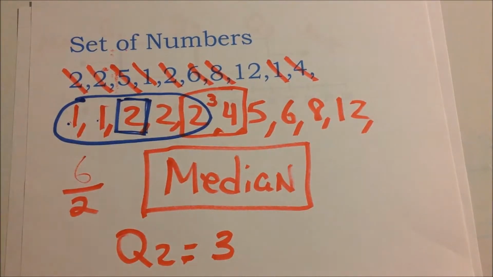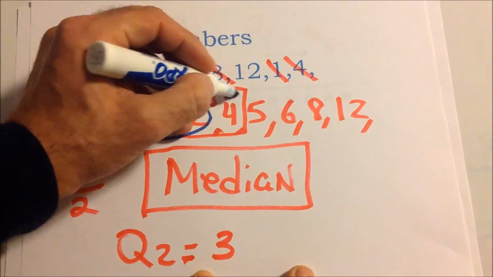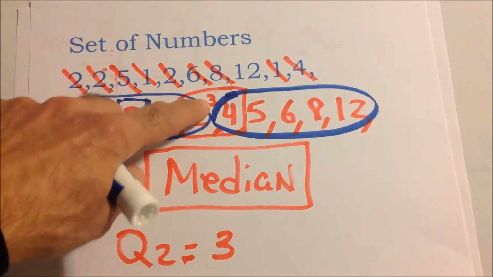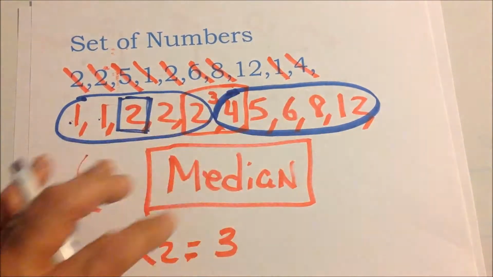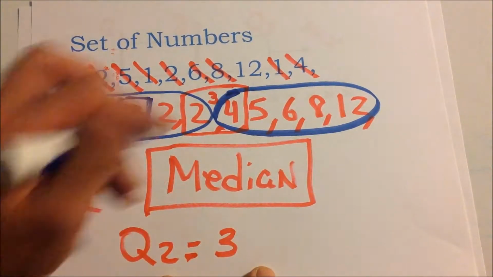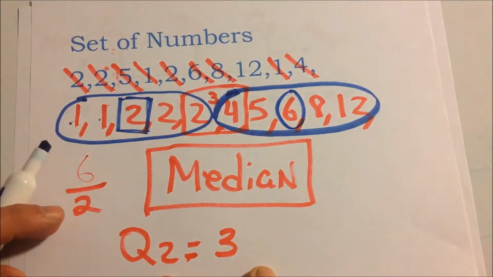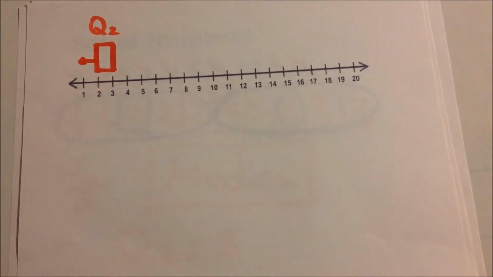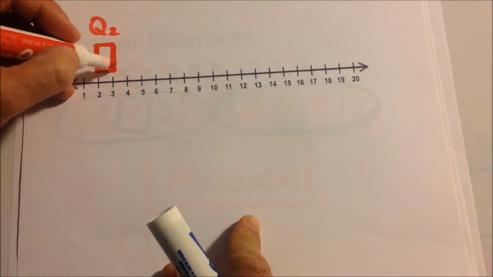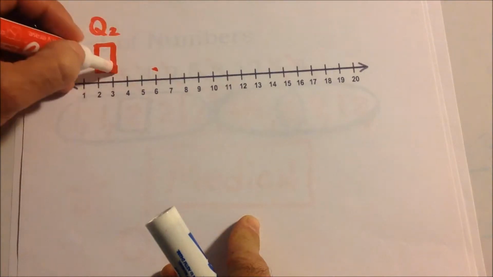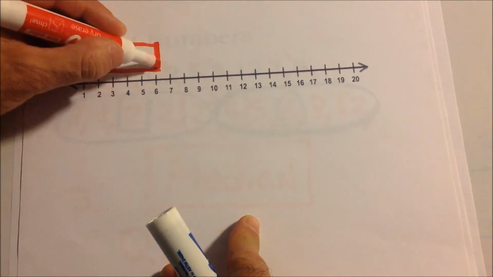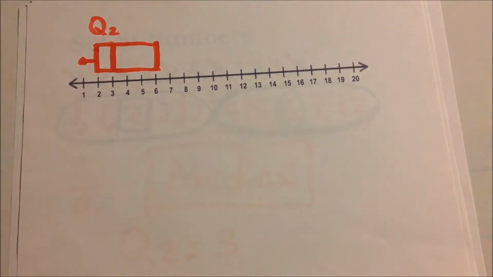The third quartile is going to be the median of all the numbers to the right of 3. So we have 1, 2, 3, 4, 5 numbers again, and the median would be 6. That's the third quartile. Let's go back to our chart. 6 is the third quartile, so we can make our box that way. And here we have the third quartile, or Q3.